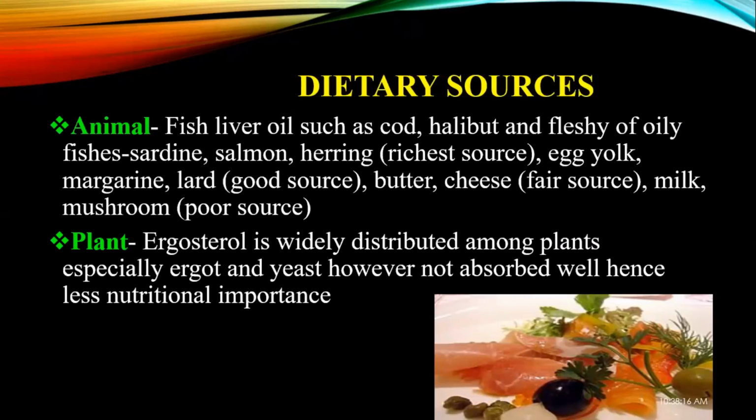So fish liver oils such as cod and halibut, and the flesh of oily fish like sardine, salmon, and herring are the richest sources of vitamin D. So that is cholecalciferol. And egg yolk, margarine, and lard are good sources. Butter and cheese contain some fair amount, whereas milk and mushroom are poor sources of vitamin D.